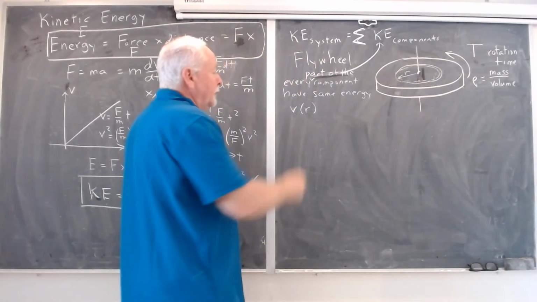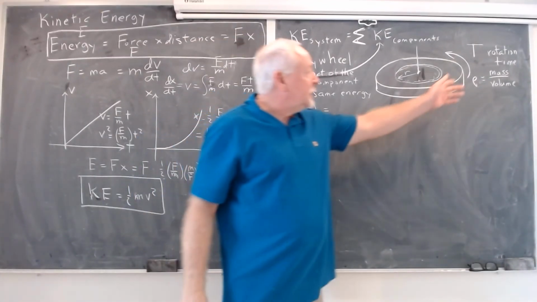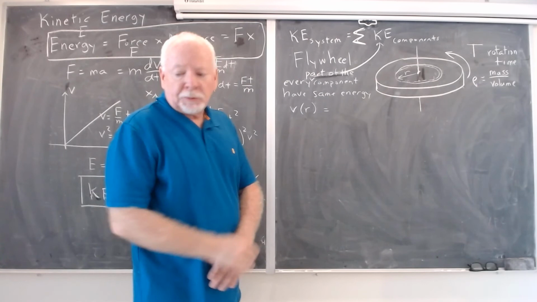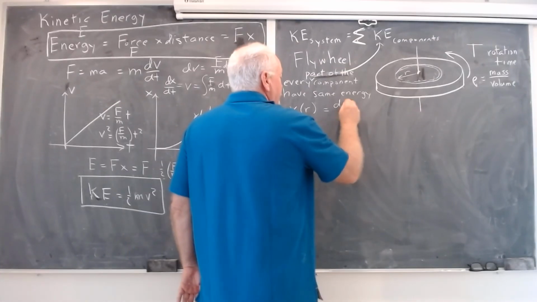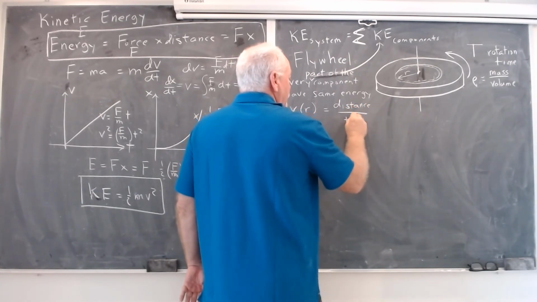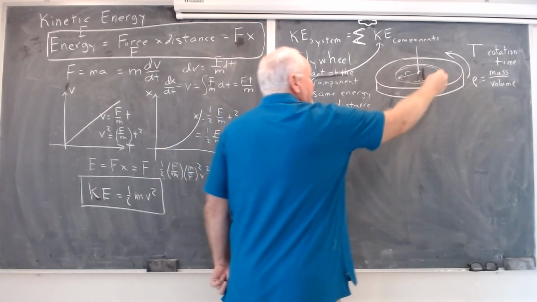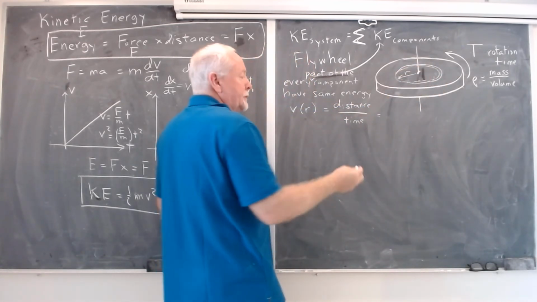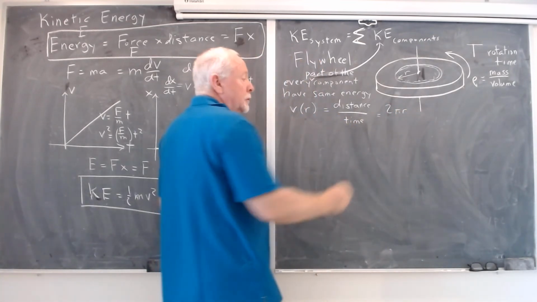Now, what is the velocity at r? Well, okay. We established that the rotation time was capital T. All right. Velocity is distance over time. What is the distance of one circle? Well, it's the circumference, 2 pi r over T.